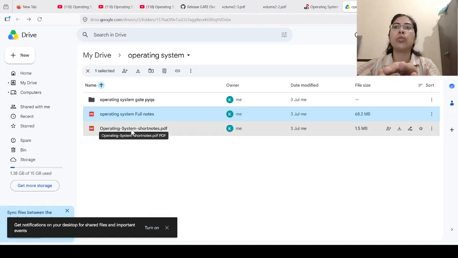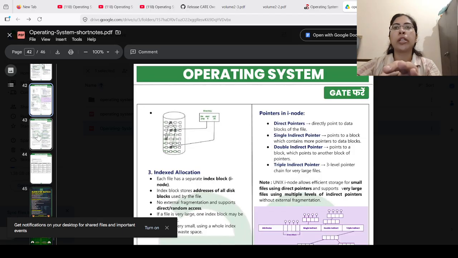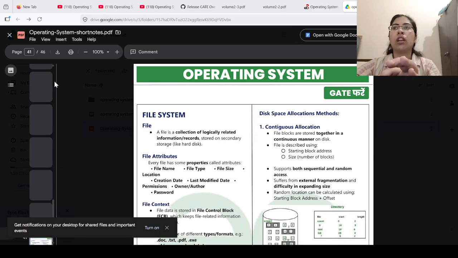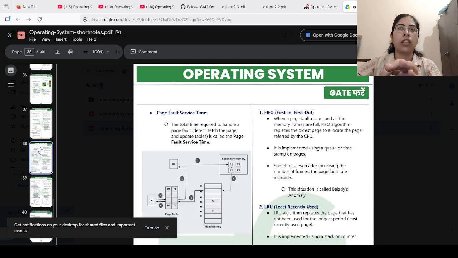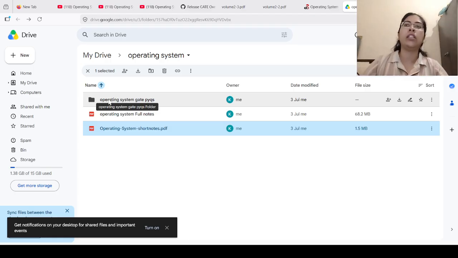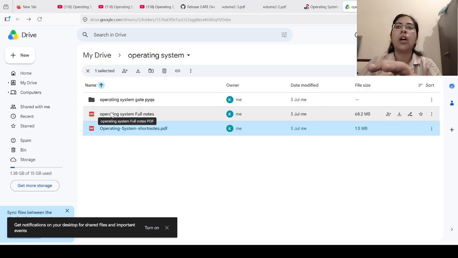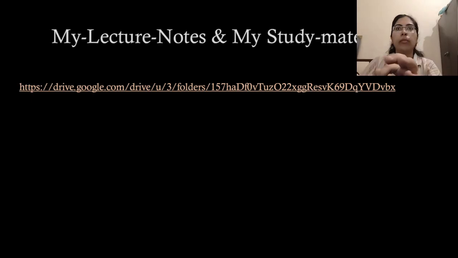Next is operating system short notes. Just click on the operating system short notes. These are the GeeksforGeeks operating system short notes that you can utilize for your exam preparation. You can revise from these notes in only 1 hour. So these short notes are also very helpful. In this way, at one place I have provided the GATE PYQs of the operating system, full notes, and short notes. So you can find all the material in one place. This way this Google Drive is useful.